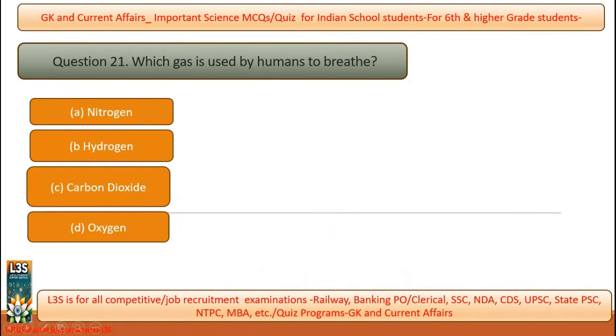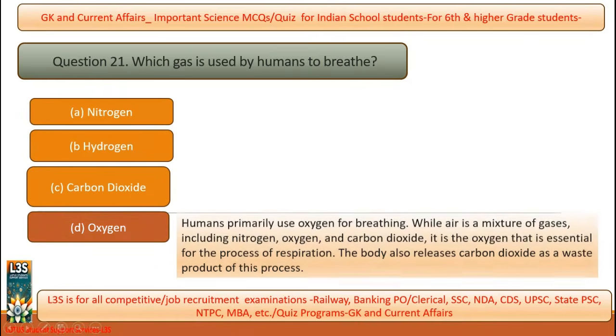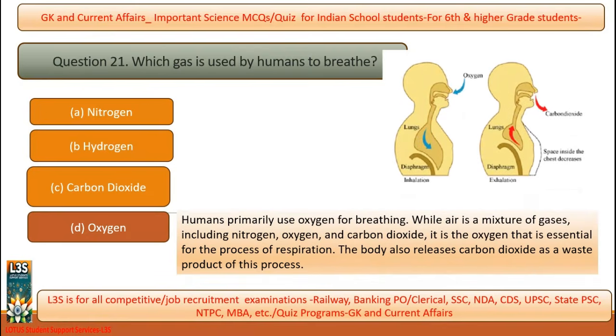Which gas is used by humans to breathe? Nitrogen, hydrogen, carbon dioxide, oxygen. And it is D, oxygen. Humans primarily use oxygen for breathing, while air is a mixture of gases including nitrogen, oxygen and carbon dioxide. It's the oxygen that is essential for the process of respiration. The body also releases carbon dioxide as a waste product of this process. So you can see in the picture, for inhalation we are using oxygen, and in the exhalation process we release carbon dioxide.